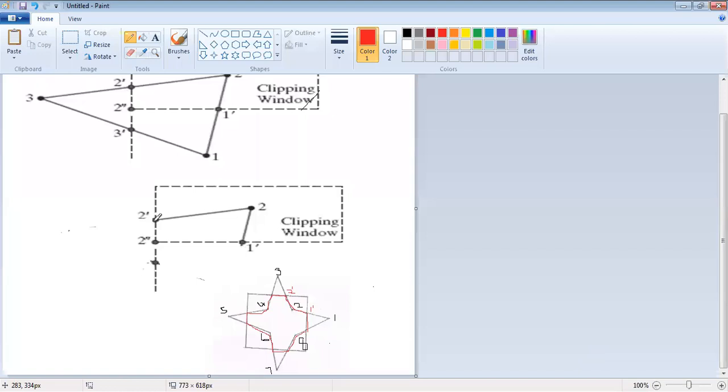Yes, 1 dash 2 2 dash 2 double dash. This is only the input part that is there and all other things are output. Fine, right? So now this is the Sutherland Hodgman polygon clipping algorithm. Fine, right?